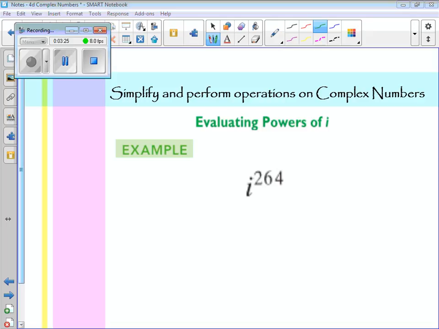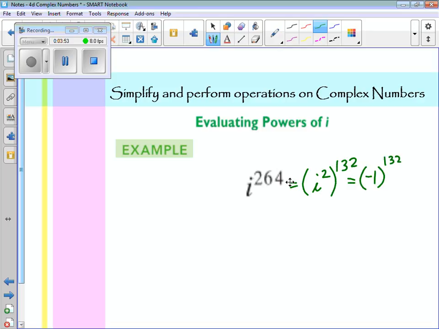Let's move on to i to the 264th. That's a big number, but if we break it down, how many i squareds can I divide out of 264? I just take 264 divided by 2, and that is 132. 2 times 132 is 264. And then i squared is -1. -1 to the 132nd is a positive exponent, so it's 1.